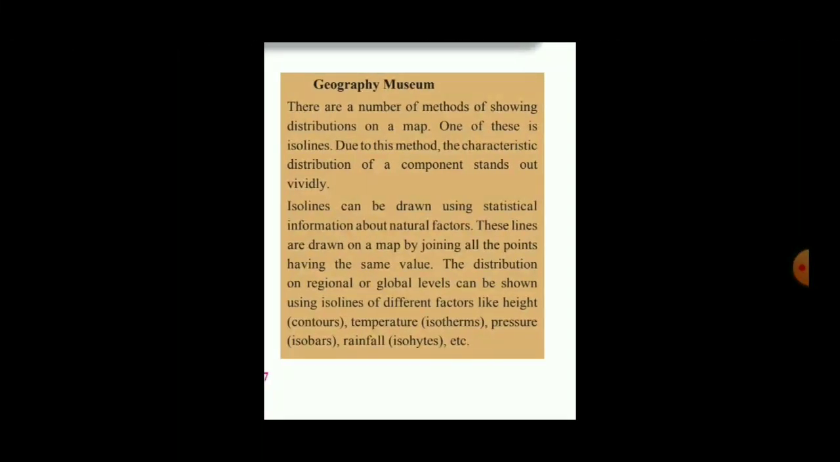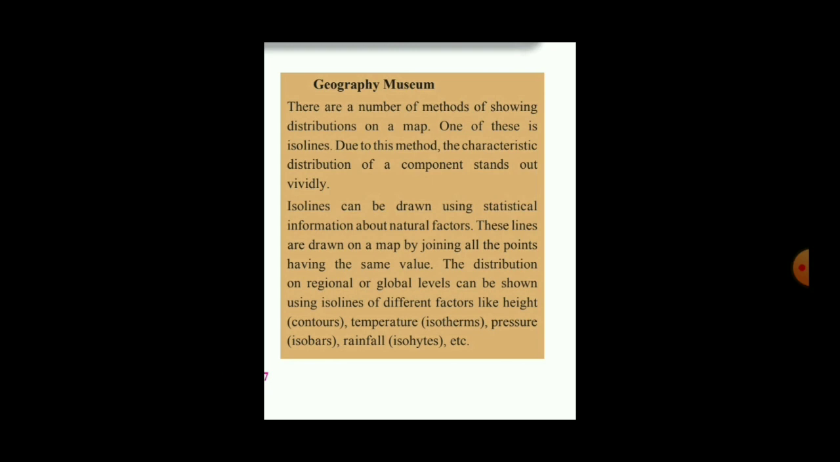Now, geographical museum. There are a number of methods of showing distribution on a map. One of these is isolines. So, distribution on the map can be shown by different methods. Isoline is one of the methods of showing the distribution. Due to this method, the characteristic distribution of a component stands out vividly, very clearly. Because of isolines, the distribution can be seen very clearly.